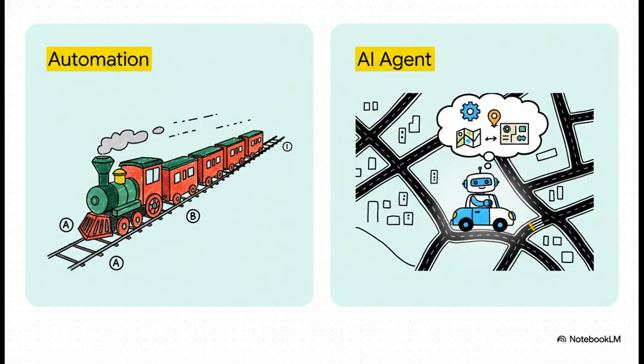Now, this is a really important difference to get your head around. A simple automation, think of it like a train on a fixed track. It always goes from point A to B to C. Same path every time. But an AI agent, that's more like a taxi driver. It can think, it can plan, and it can choose the best route to take based on what's happening in the moment. And the cool thing is, with n8n, you can build both.